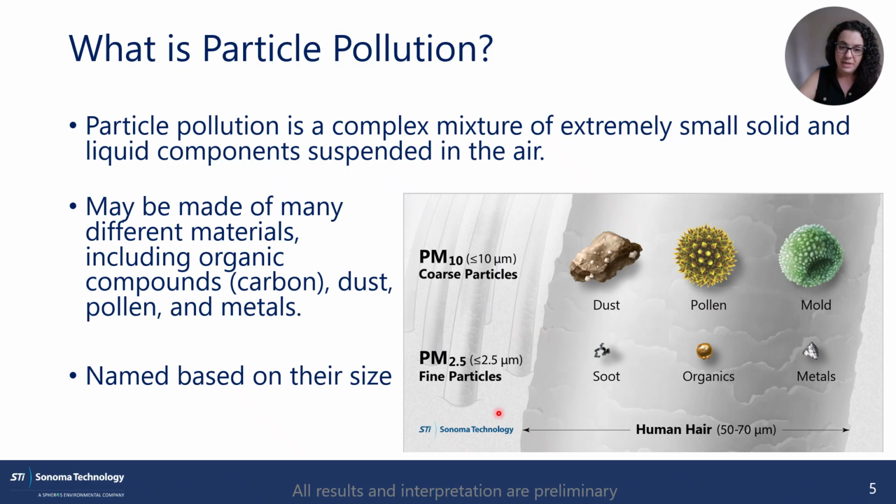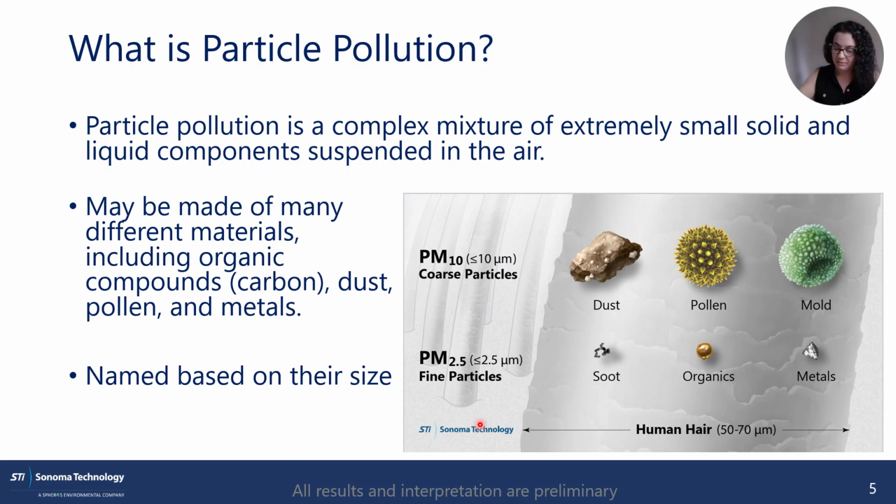And then another one is PM 2.5. Those include things like soot, which you may have seen coming out of the tailpipe of a diesel truck or a bus. There are organics, and there are also metals as well. Those fall into the category PM 2.5 because they are typically less than 2.5 micrometers in diameter.